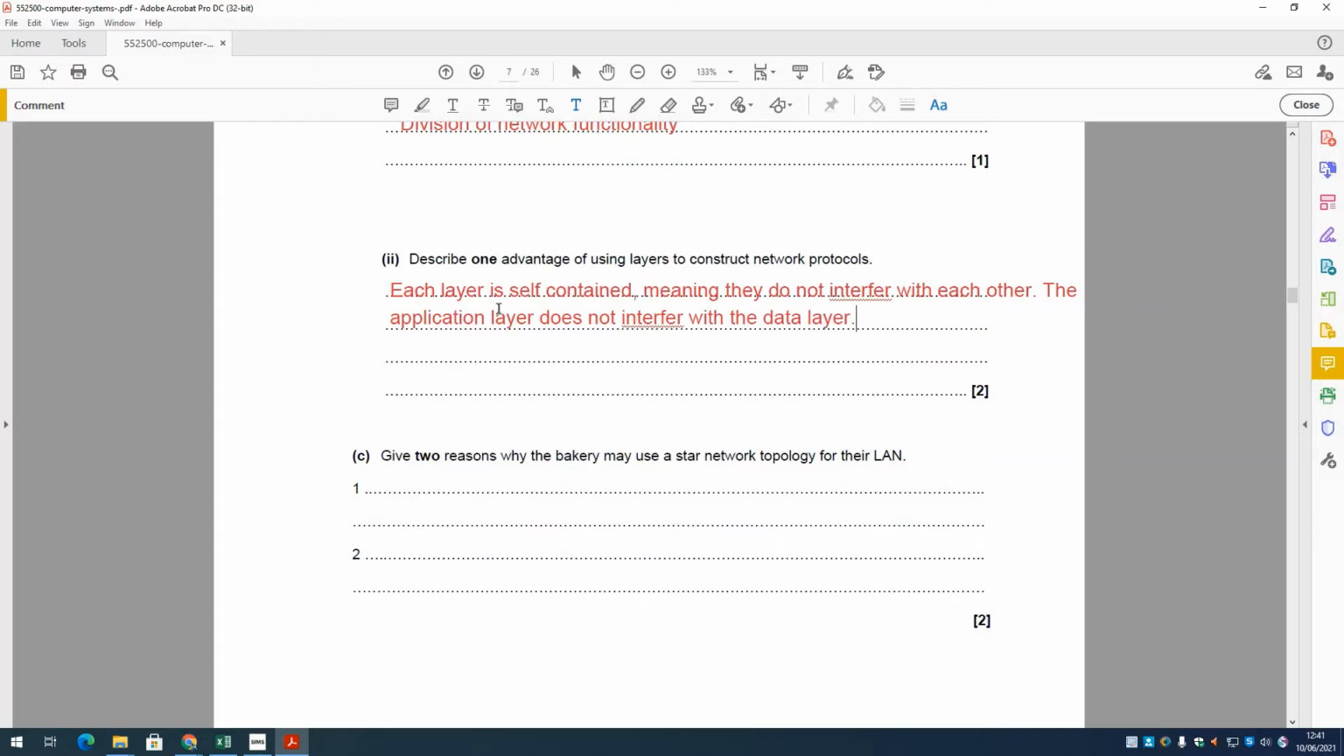Okay, and let's take it a bit more detail. It's only asked for one advantage, but it's a 2-mark question, so we need to give some kind of evaluation on that. So therefore, if you were a developer, you could develop something for one layer without affecting the others.